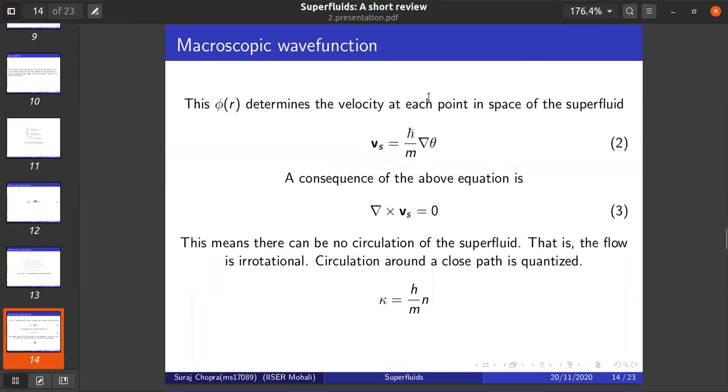Next we can define a velocity, the derivation of which I have done in the term paper. The velocity can be defined by the gradient of this theta factor at each point. This has a nice consequence that the curl of v is equal to 0, which implies that if we talk about circulation, which is the integration of this velocity vector over any closed loop in the superfluid, you'll see that this is quantized. So the flow is irrotational.